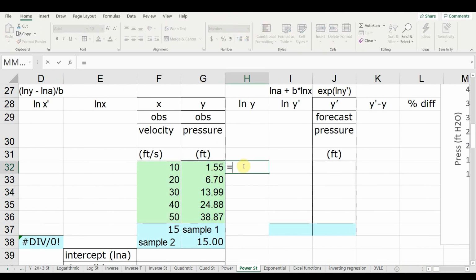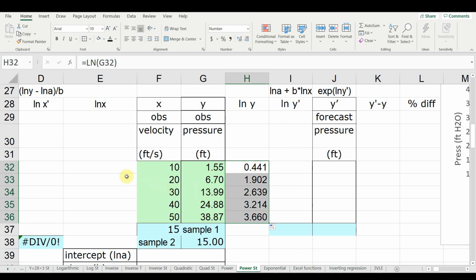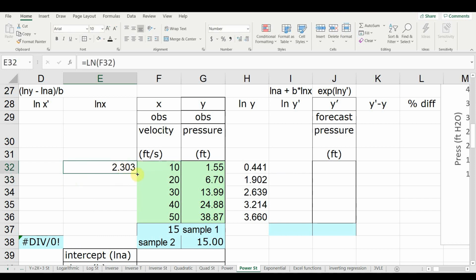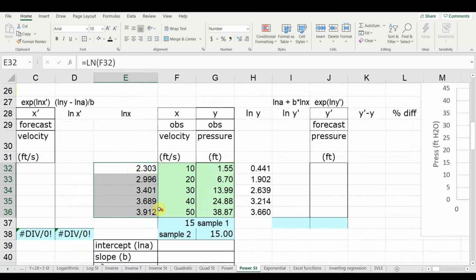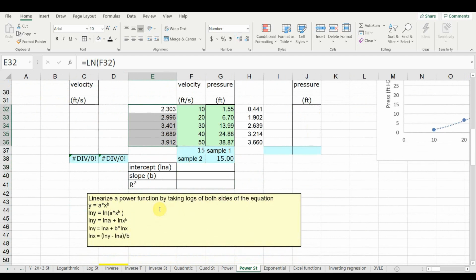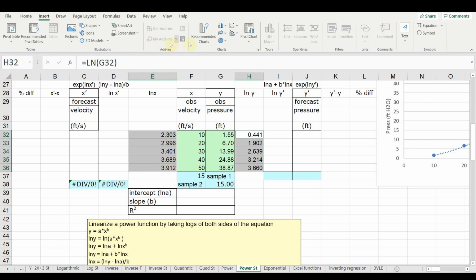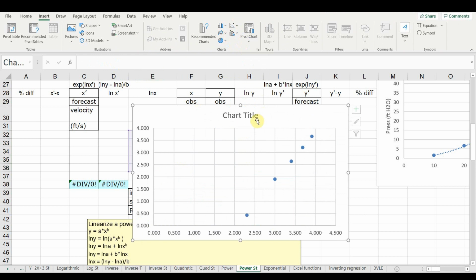So ln of y equals ln tab y value, enter, and we'll scroll down. Same for ln of x equals ln of x values. Okay, let's plot the ln of x and the ln of y and take a look at that. So to enter non-adjoining data, hold the control key down while you drag over the second group of data. Insert a scatter plot. Looks pretty linear, doesn't it?